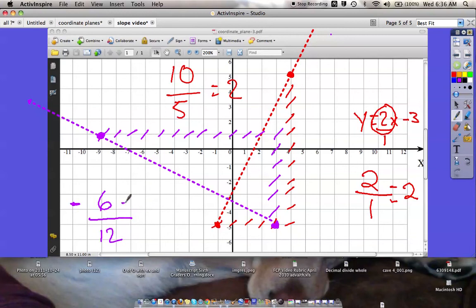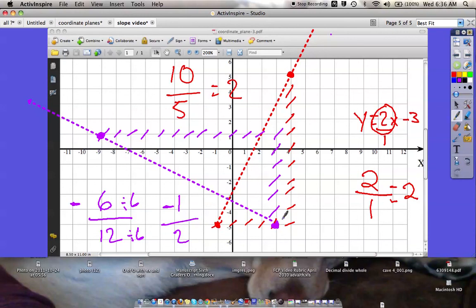Now, I can look at this and easily tell, but if you can't, we can divide both of them by 6. Still a negative slope. Negative 6, oops, sorry. 6 divided by 6 is 1. And 12 divided by 6 is 2. So negative 1/2. So we know the line's going this way. Essentially what we're saying is that every time we go up 1, we're going left 2. Or every time we go down 1, we're going right 2.